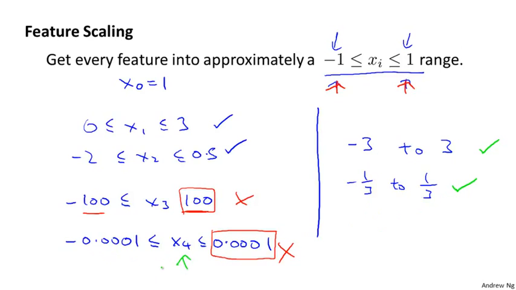So the take-home message is don't worry if your features are not exactly on the same scale or exactly in the same range of values, but so long as they're all close enough to this, gradient descent should work okay.